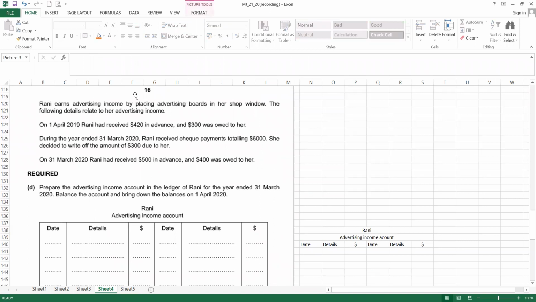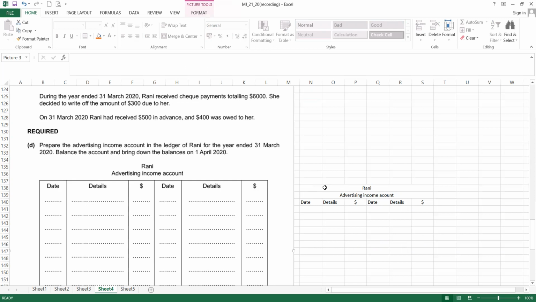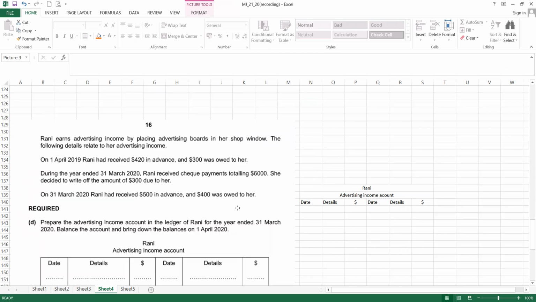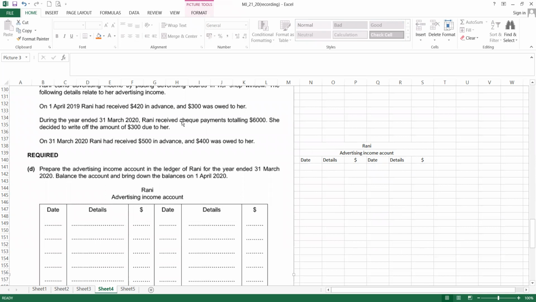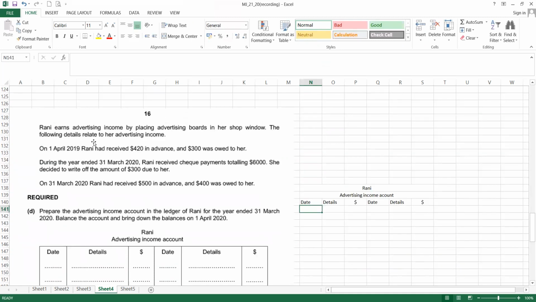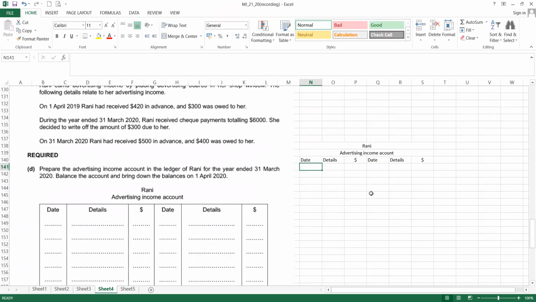Okay, Rani earned advertising income by placing an advertising board in her shop window. The following details relate to her advertising income. On 1st April 2019, Rani had received 420 in advance and 300 was owed to her. So that means in the beginning of the month, okay, let's move down a bit. Beginning of the month or beginning of the year, this is advertising income, that means it's an income account.